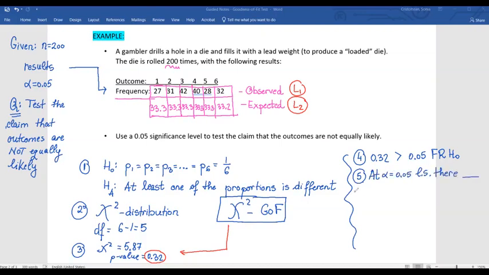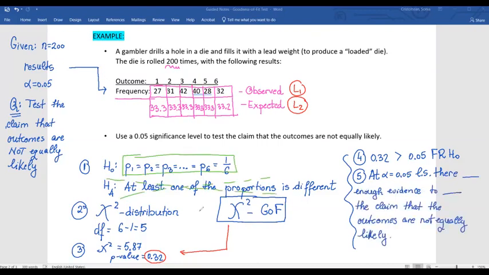There is not enough evidence to... so keep in mind, we do not reject the null hypothesis, which means we do not have enough evidence to support H sub A, which was the claim, right? So right here, we will enter "is not", but alpha equal 0.05. There is not enough evidence to support the claim, okay? And this is how you conclude a goodness of fit test.